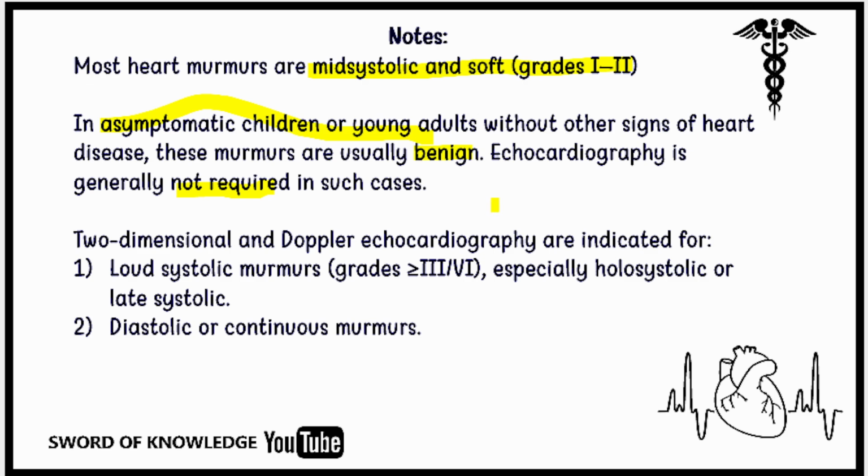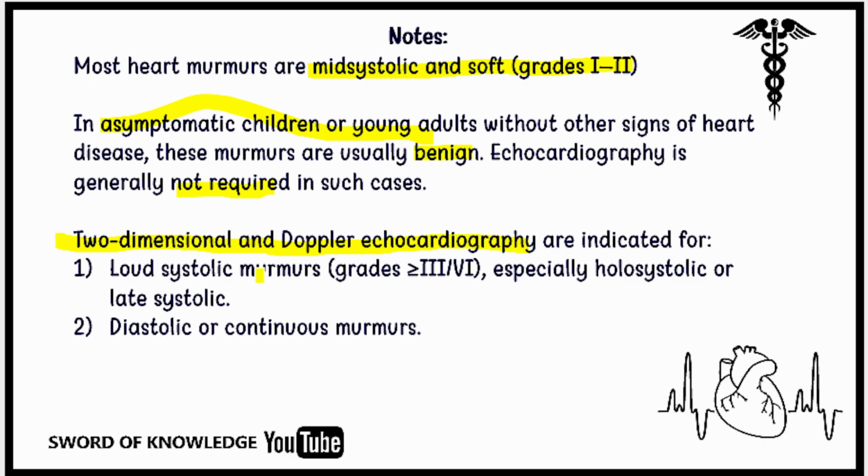So remember that if the patient is presenting without any symptom, and has a mid-systolic or systolic type of murmur that is soft, grade 1 or 2, then we will not do any further evaluation. These are benign murmurs. Other than that, if the patient is presenting with these two conditions, then we require further evaluation, either by two-dimensional or Doppler echocardiography.